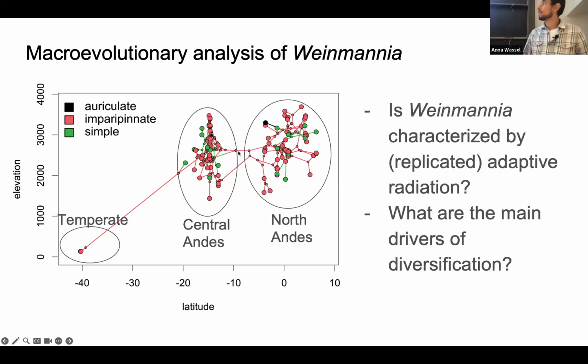What I wanted to show here is that when we compare the two groups, the Central Andes and the Northern Andes, we can see how all of these species are diversifying into the whole altitudinal gradient within these regions, and also evolving these morphologies repeated times, at least twice. So this could be a characteristic of replicated adaptive radiation.